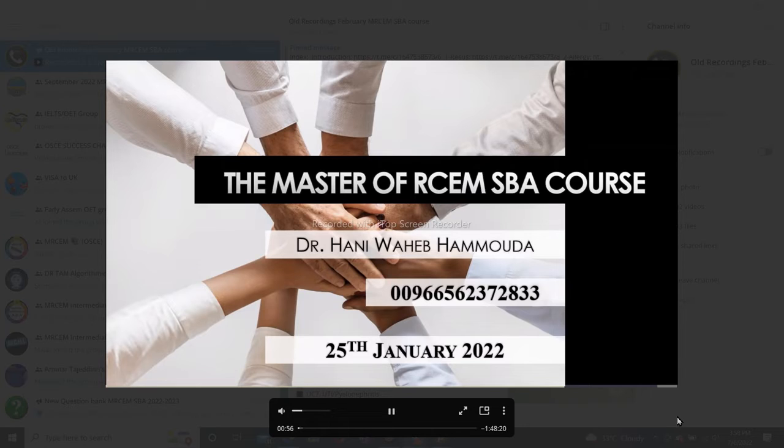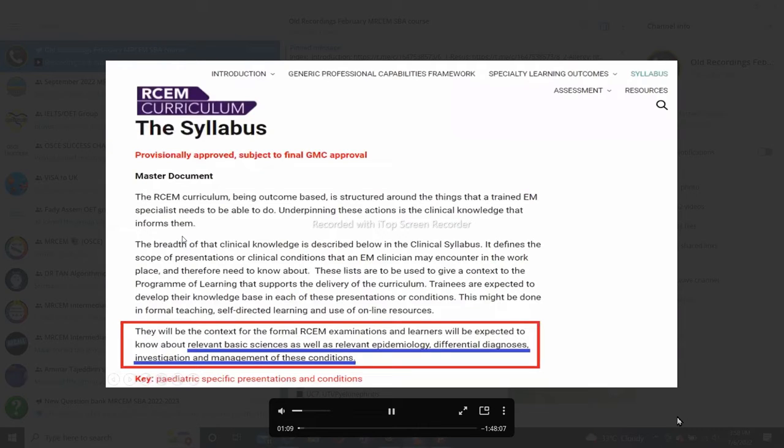You should follow the curriculum and also the blueprint. The blueprint will give you the distribution of marks. And again, you will find clinical questions and non-clinical questions in the exam. Regarding clinical questions, the Royal College will ask you about relevant basic sciences, epidemiology, differential diagnosis, investigation, and management of this condition. And management here is a broad term, okay? They can ask you about anything.